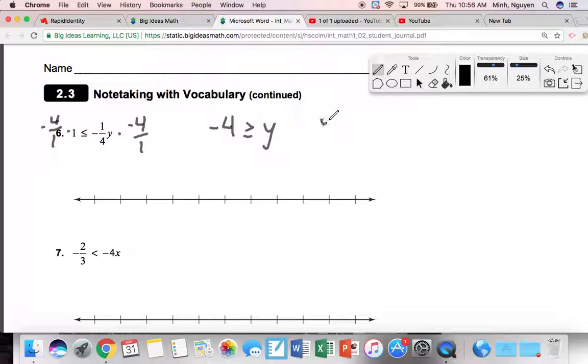Negative 4 is greater than or equal to y, or y is equal to or less than negative 4. Negative 4, negative 5, negative 3, negative 2. Got this right here. Negative 4, sorry, y is equal to, so that means the circle is going to be filled. Oh, dang it. I'm going to make it a little bigger. Filled. Yeah, filled. Less than is to the left. I'll just clear that over here.